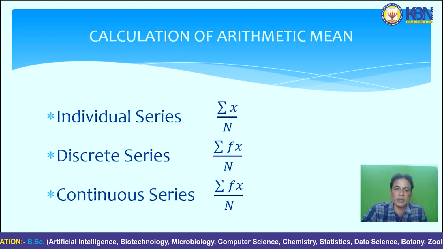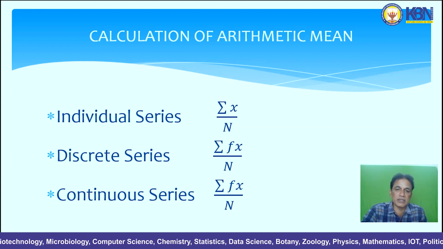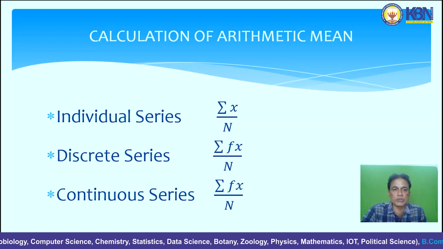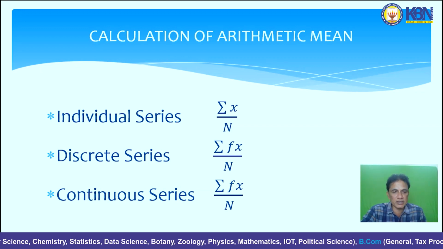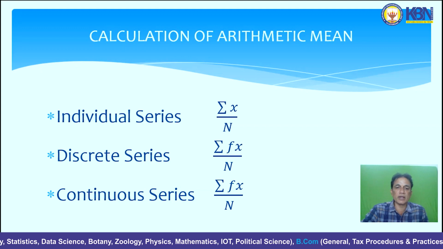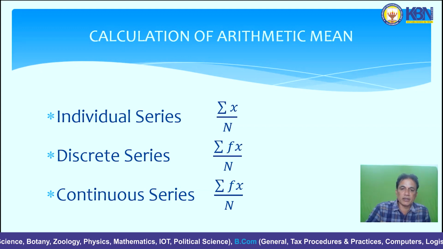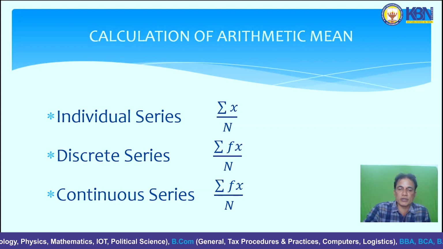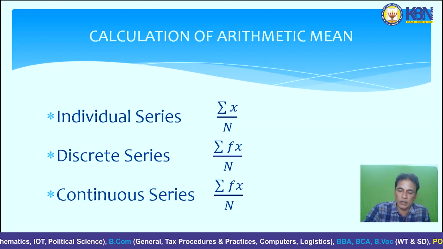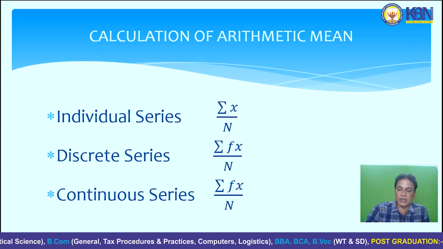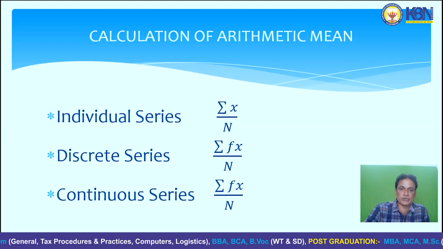So any method you use to calculate arithmetic mean, you will get the same answer. Whatever method you use, either individual series, discrete series, or continuous series, you will get the same answer. So based on the availability of information and the method, we can calculate arithmetic mean in different ways.